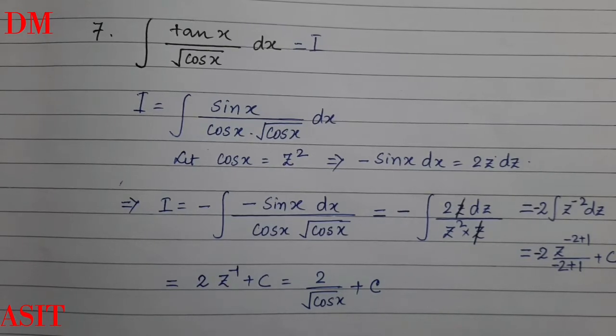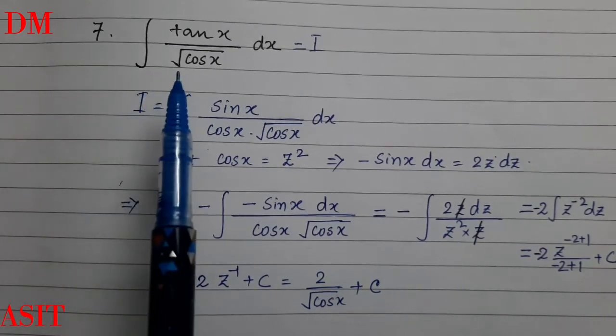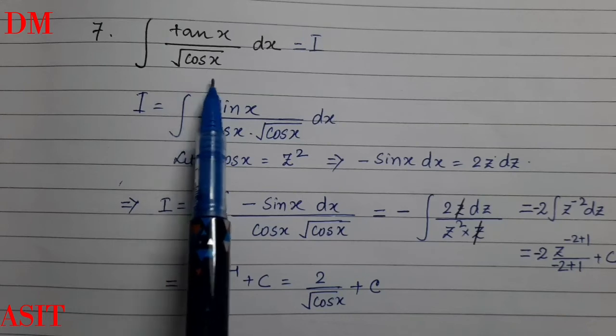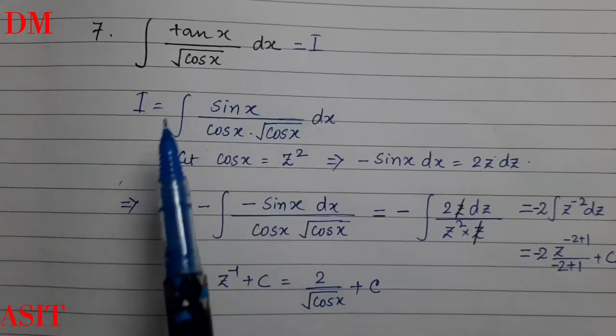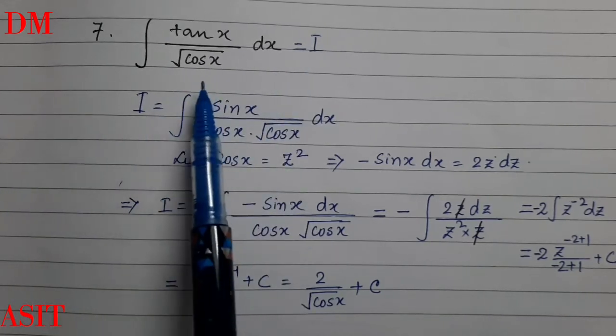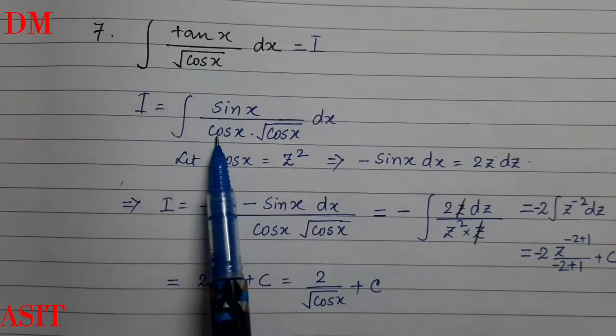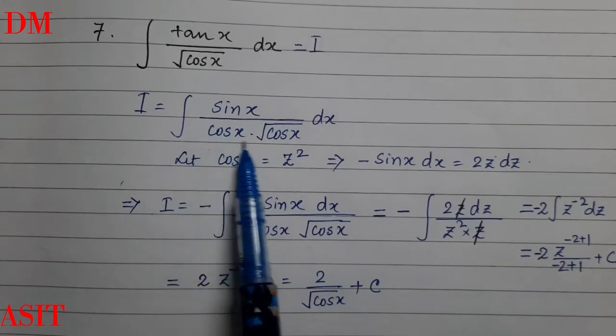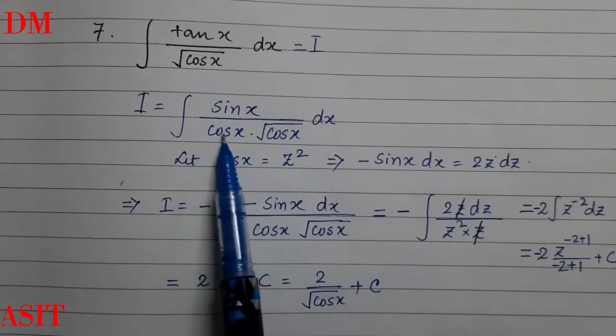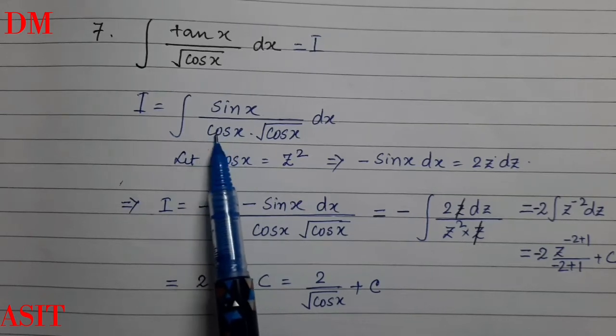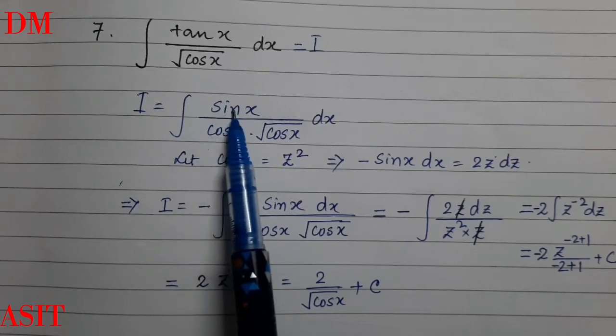Now let us see the seventh question, and it is given that tan x by root cos x dx. What will be the integration of that? Now tan x by root cos x. Tan x can be written as sin x by cos x. Once I write it in this form, again we can consider cos x as z, since we know that cos x differentiation is minus sin x.